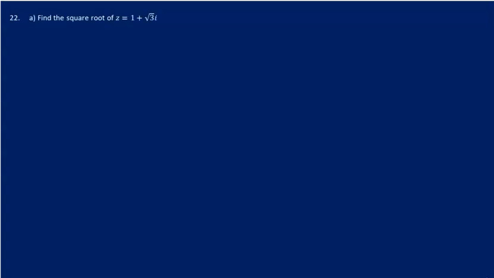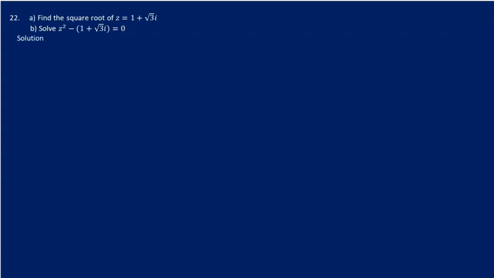Students, now let's go to question number 22. It says find the square root of z equal to 1 plus radical 3i. So we are going to calculate a complex number that gives 1 plus radical 3i when it is multiplied twice. So this is our first task, and next we are asked to solve this equation, z squared minus (1 plus radical 3i) equals 0, in the set of complex numbers.